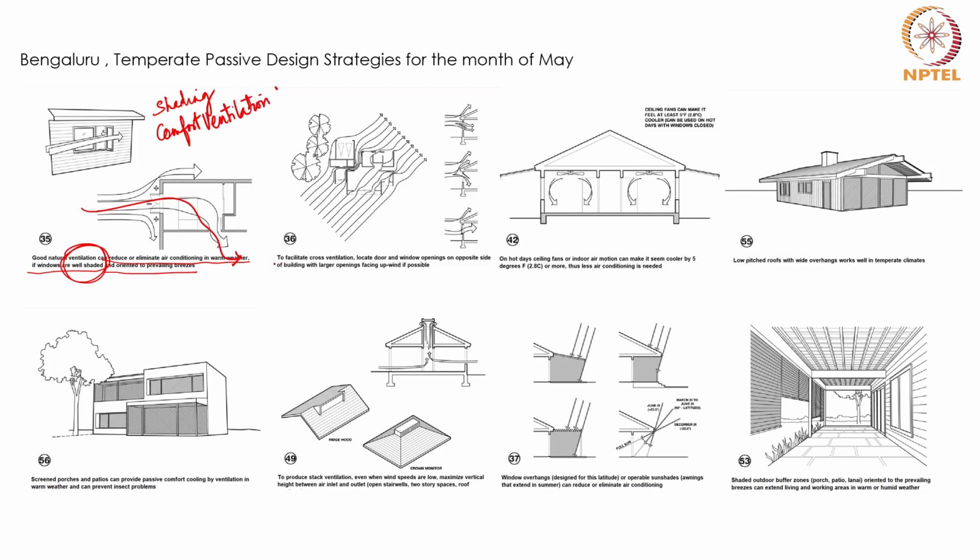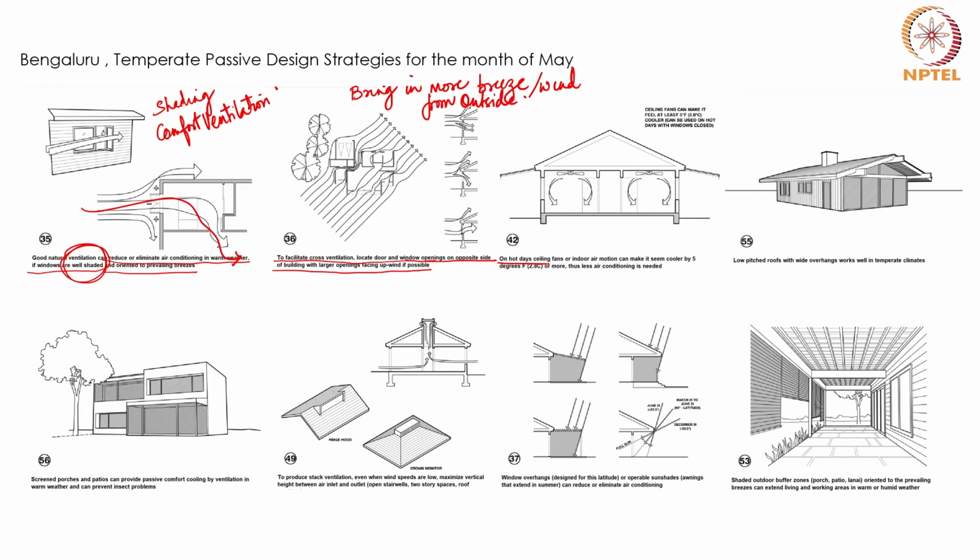To facilitate cross ventilation, locate door and window openings on opposite sides of the building with large openings facing upwind if possible. So, try to bring in more breeze or wind from outside. Thus, you are going to encourage comfort ventilation.